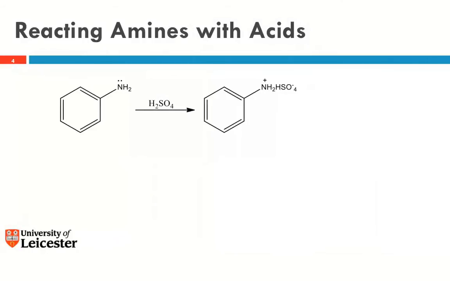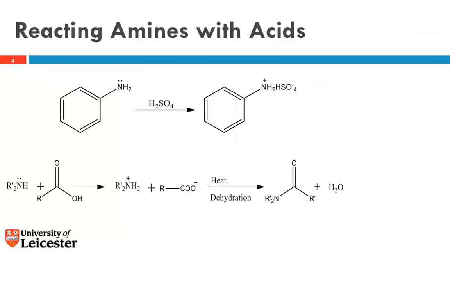When an amine reacts with an acid, the nitrogen atom donates a pair of electrons which neutralizes the acid and forms ammonium salts. When primary or secondary amines react with a carboxylic acid, ammonium salts are formed. However, they can be thermally dehydrated to form the corresponding amides.